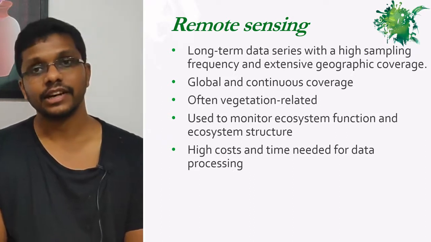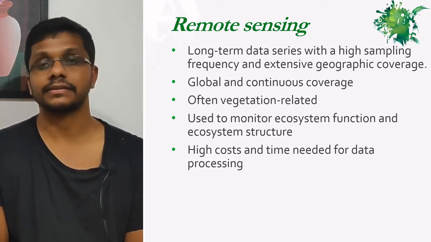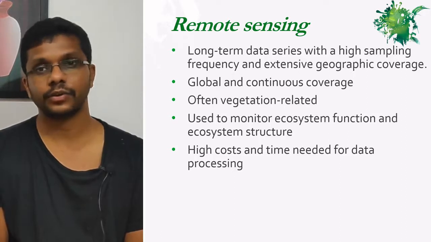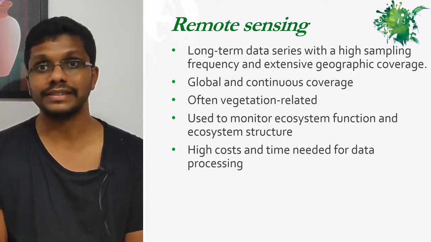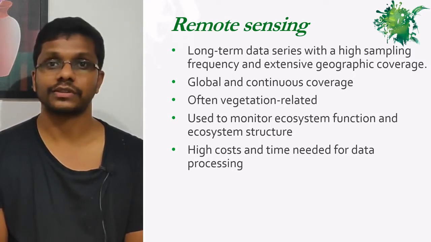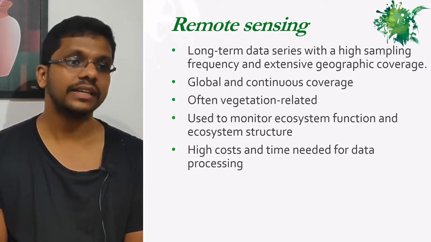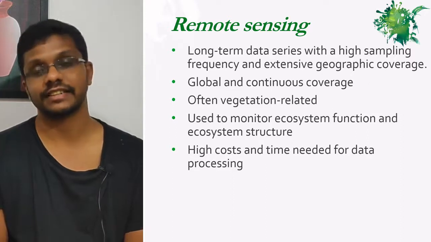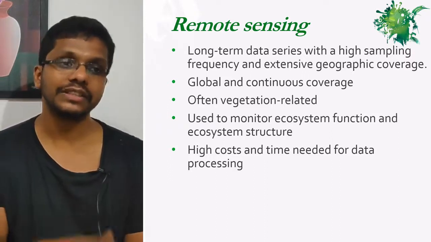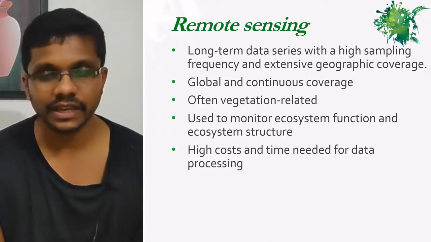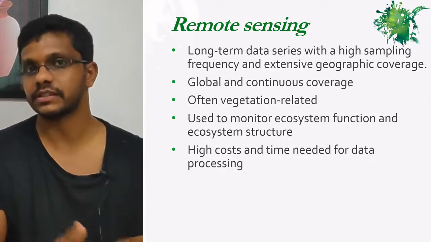But the thing is that by using satellite sensing methods, you cannot actually count the number of animals or the number of insects in the forest or in the globe. You can only do vegetation-related studies. How much forest cover is there? How much greenery is there? How much primary productivity is there? Things like that can be measured from remote sensing, but not about individual species.